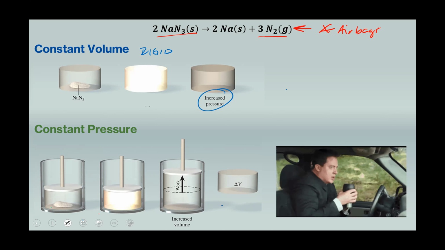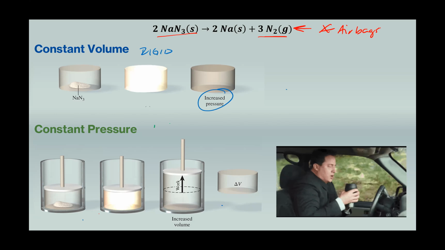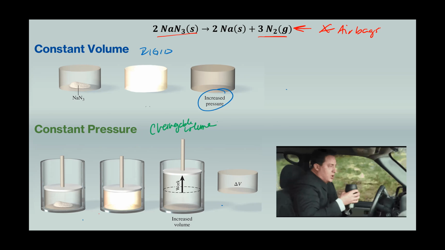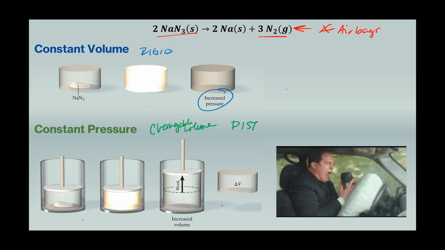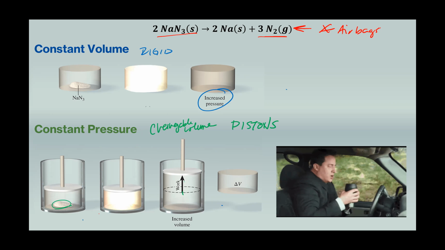The other way to do it is when we have constant pressure. Constant pressure means that we have a changeable volume. Maybe it's an open container where the gas can escape, or maybe it's a balloon, like the airbag situation, or maybe it's like this idea here with a piston, right? The same thing happens in your car. Car engines work off of pistons, and they work with the same scenario. We have our azide in here, we do the reaction, it releases gas, and the gas pushes the piston up. So this is doing work.